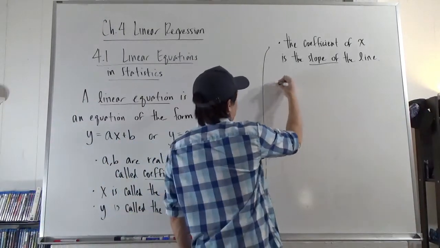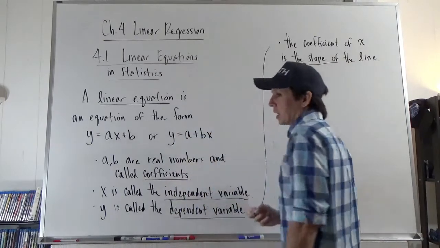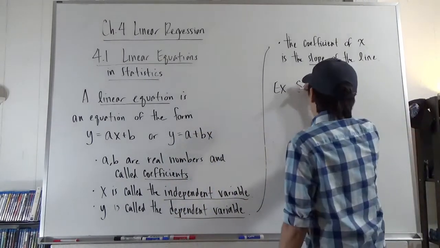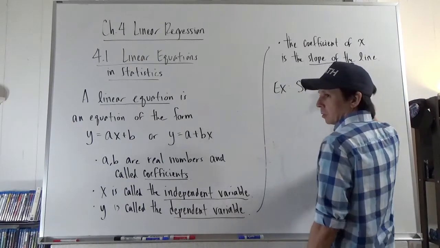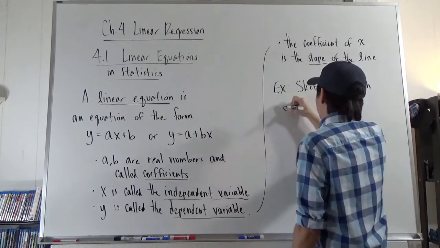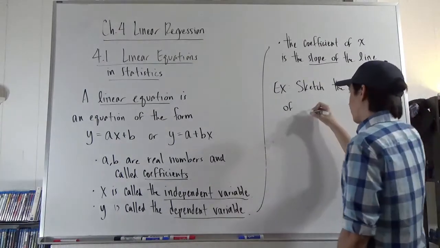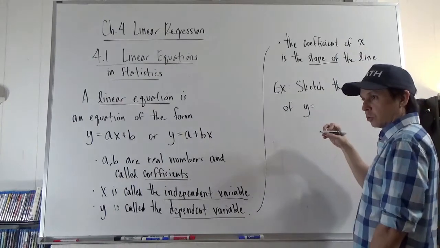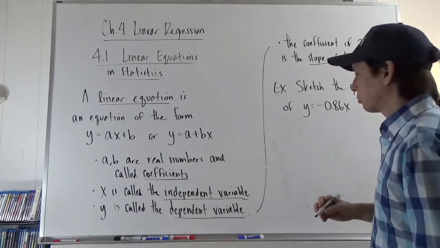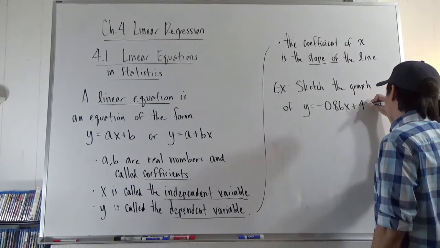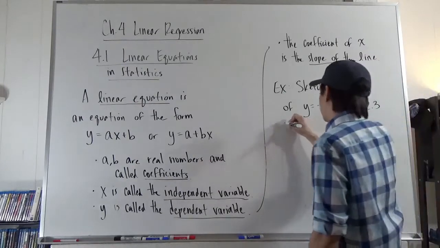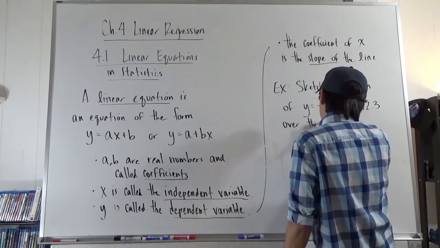I'm going to do a quick example of just sketching a line. So a lot of this is a review of previous math classes. So we're going to sketch the graph of our first linear equation. And it's not going to be a nice one with whole numbers. It's going to be y is equal to negative 0.86x plus 42.3. Okay, and our book will actually specify an interval.